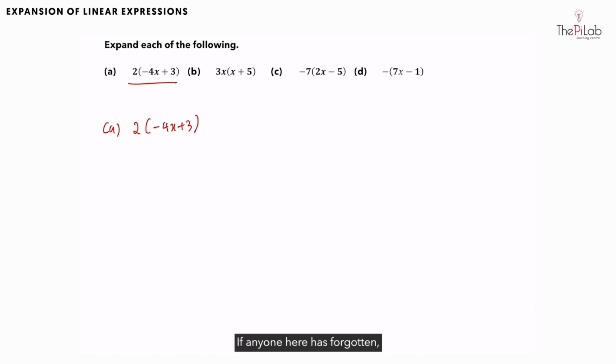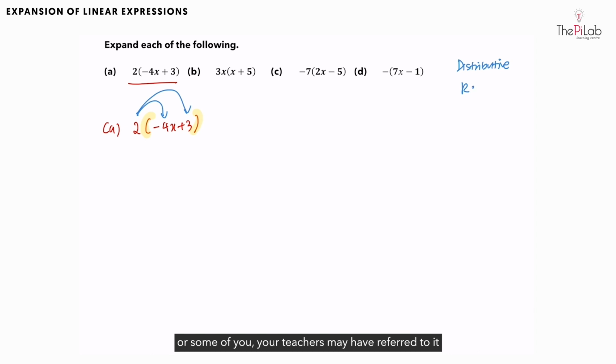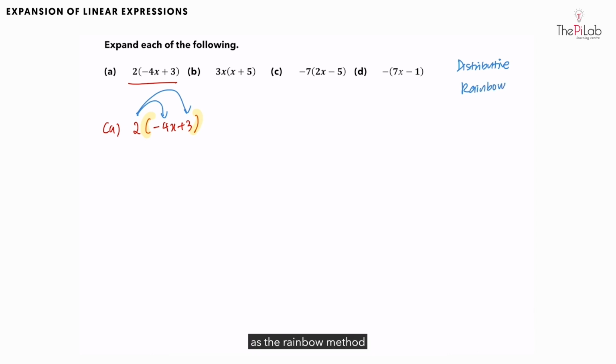If anyone here has forgotten, the brackets here mean I'm supposed to multiply 2 to everything inside the brackets. So to the negative 4x and the plus 3. Now, some of you may recall learning this in school. It's called the distributive law. Or some of your teachers may have referred to it as the rainbow method because it looks like a rainbow, right, when you point arrows like this.